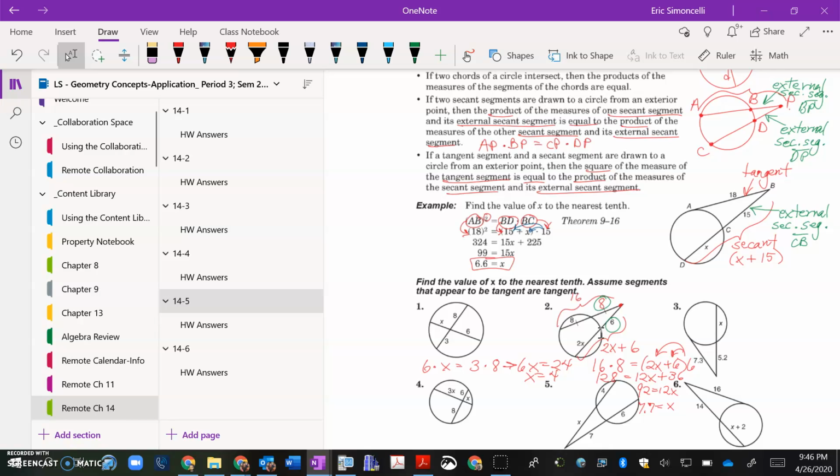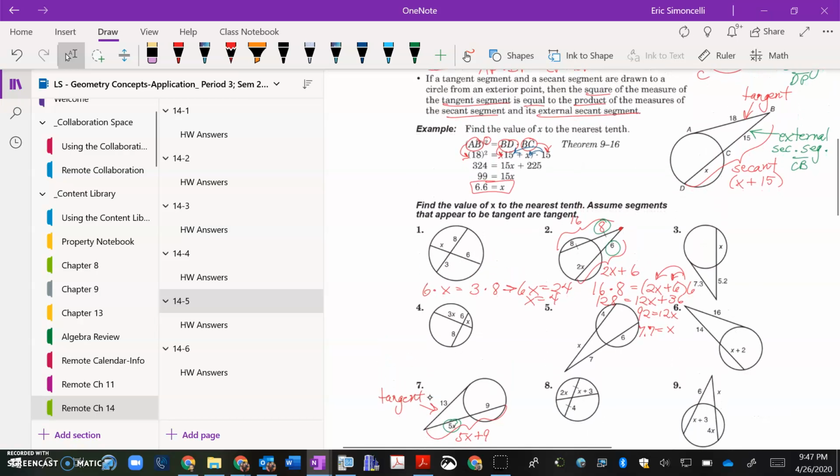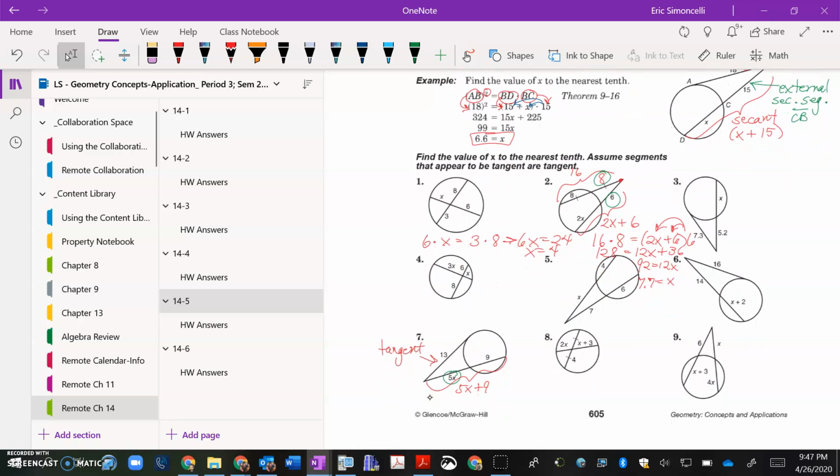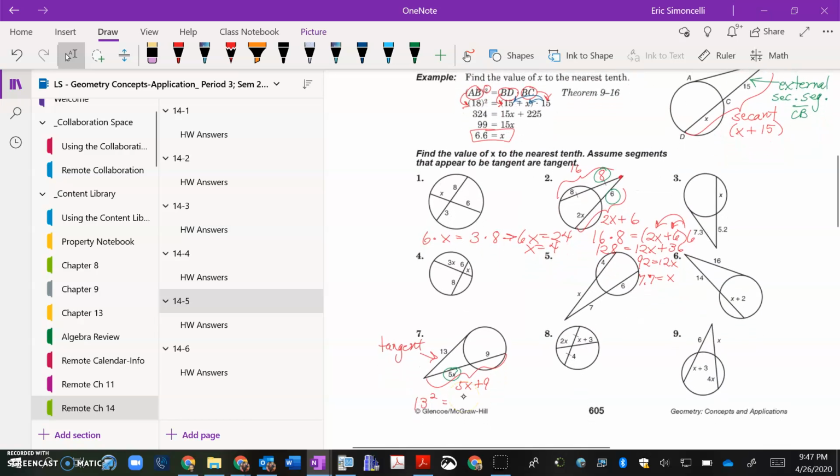Let's do one more problem in application of the third theorem, which we haven't yet done in this 9-problem section of questions. The one I think would be nice to look at is number 7. This would be a tangent and then a secant, where it has an external secant segment of 5x, and the secant itself is simply 5x plus 9. According to the theorem, it is a matter of squaring the tangent. We know the tangent is 13, so that'll be 13 squared, equal to the product of the secant and the external secant segment. Let's put the external secant segment first and then the secant.